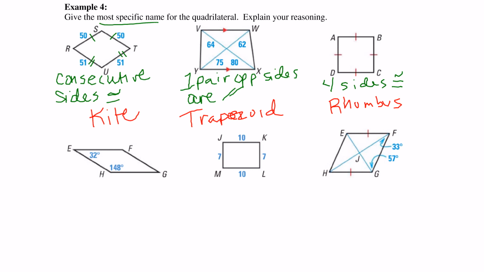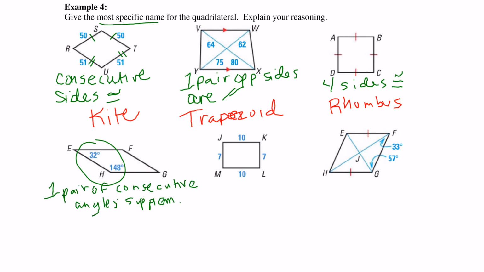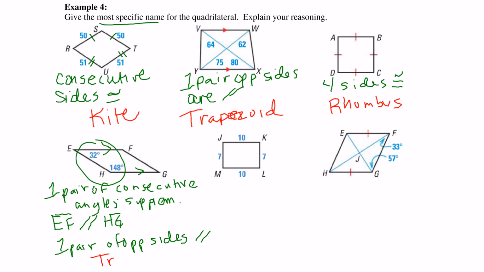For this third question, we can see that we have one pair of consecutive angles that are supplementary. And this means that we have two sides that are parallel to each other. So EF is parallel to HG, which means we have one pair of opposite sides that are parallel. This means that the shape we are dealing with is just a trapezoid again. We don't know anything about whether the base angles are congruent, so we can't say it's an isosceles trapezoid, just a regular trapezoid.